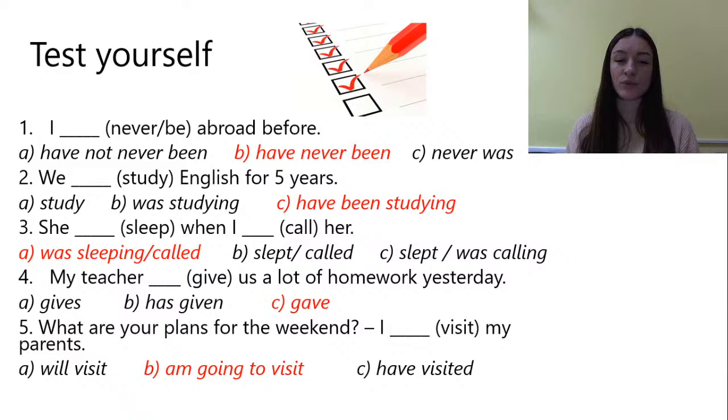What are your plans for the weekend? I'm going to visit my parents. So, when we are talking about future plans, we are using going to. Not will. If it's a plan, you thought about it before, you wanted it, you had this intention, we're using going to.